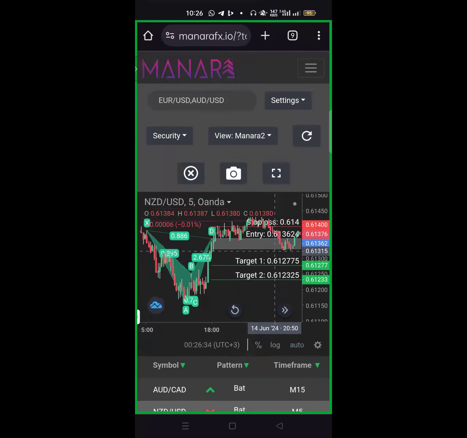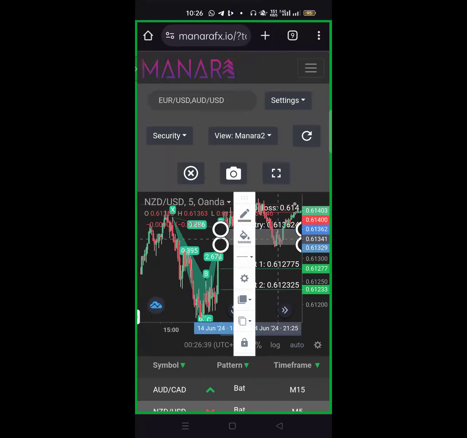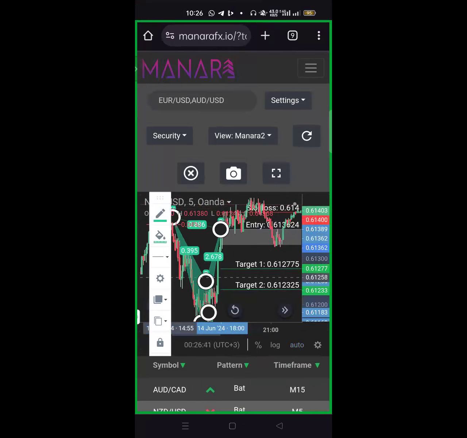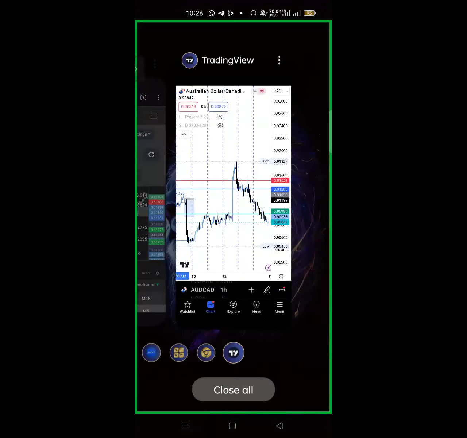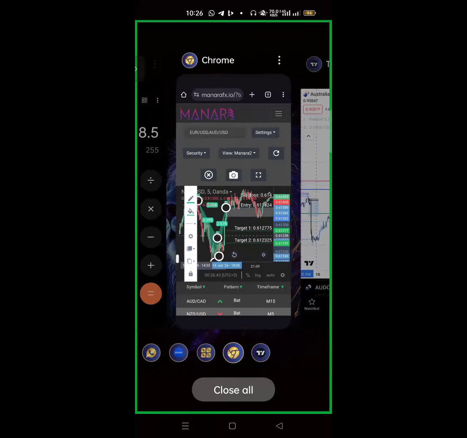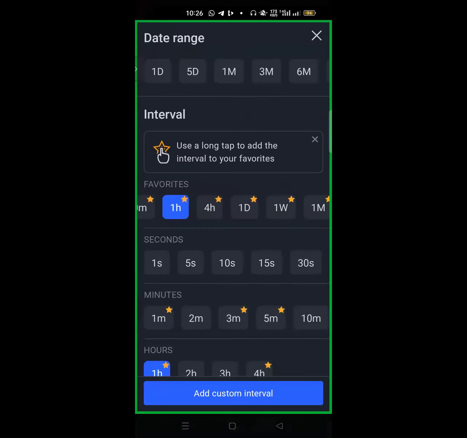Okay, there you see. So what's the pair? NZD USD. Let's go look for that first of all. What time frame is this? 5 minutes. NZD USD. Okay, let me go for the pair first.